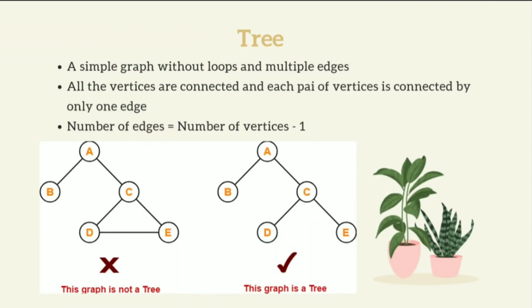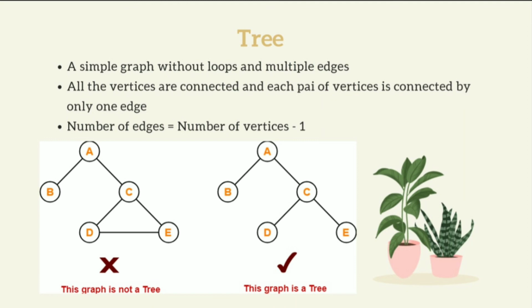Lastly, tree. What do you understand about a tree? A tree of a graph is a subgraph of the graph with the following properties. First, a simple graph without loops and multiple edges. Second, all the vertices are connected and each pair of vertices is connected by only one edge. Third, number of edge equal to number of vertices minus 1. Number of vertices equal to n. Number of edges equal to n minus 1.